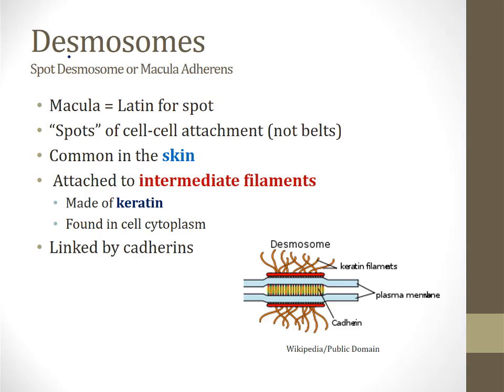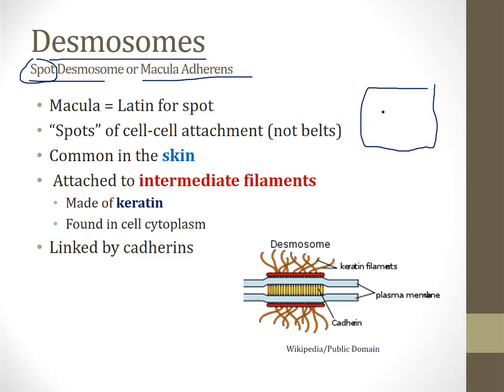Our next type of epithelial cell junction is the desmosome. This is sometimes called a spot desmosome or the macula adherens. The reason it's called a spot desmosome is because these are little spots where two epithelial cells are linked together. For example, if we were looking at the face of an epithelial cell, a desmosome is a little spot where it's linked to another epithelial cell. This is different from the belts that we talked about before. Tight junctions and adherens junctions tend to form a belt all the way around the epithelial cell. In the case of desmosomes, you just have little spots where two cells are connected to one another.